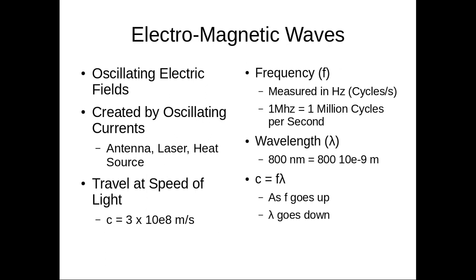Electromagnetic waves have wavelength. An example would be 800 nanometers, which is 800 times 10 to the minus 9 meters. And light speed is equal to the frequency times the wavelength, c = f × λ, where lambda is the wavelength and f is the frequency. As f goes up, lambda goes down.